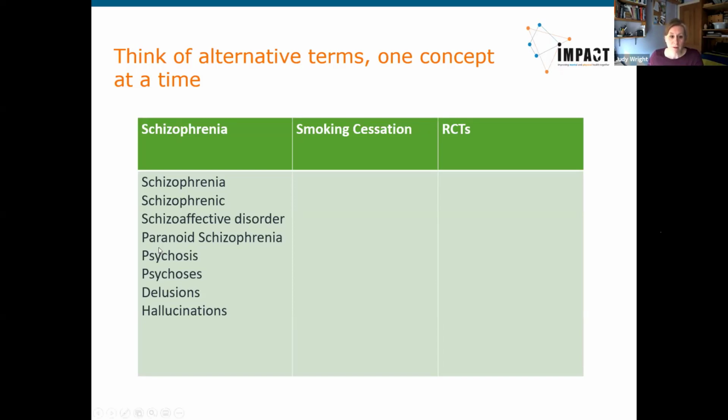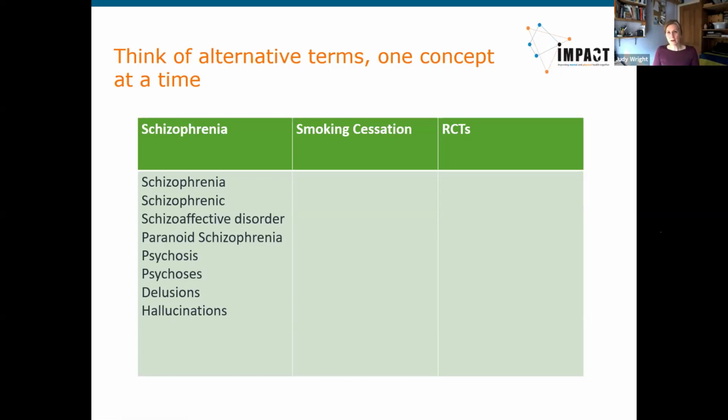So I've thought about schizophrenic, schizoaffective disorder, paranoid schizophrenia, all those kinds of terms. Also, we might want to go a little bit broader and include trials on psychosis or psychoses, because they may include patients with schizophrenia in there that we can identify and use. We might want to look more specifically at things like delusions or hallucinations.